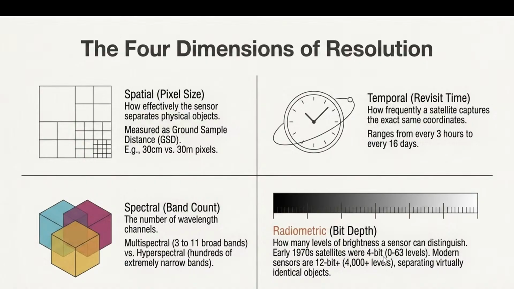Previously we used 4-bit, but now modern sensors have 12-bit. 4-bit gives a range of 0 to 63 levels, while 12-bit indicates more than 4,000 levels, separating virtually identical objects. Okay, so this is the basic information we find out about every image. Landsat, Sentinel, MODIS, or any satellite, every satellite image has this type of information.